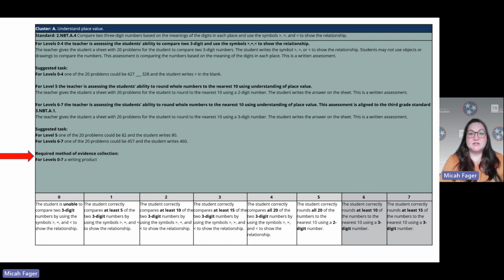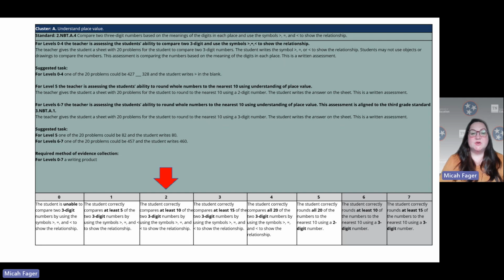After you have assessed the students, it is time to score the student work. You may use the rubric provided to score the student work. If the student is unable to compare two three-digit numbers by using the symbols to show the relationship, then the student work receives a level 0. If the student is able to correctly compare at least 5 of the two three-digit numbers by using the symbols to show the relationship, then the student work receives a level 1.